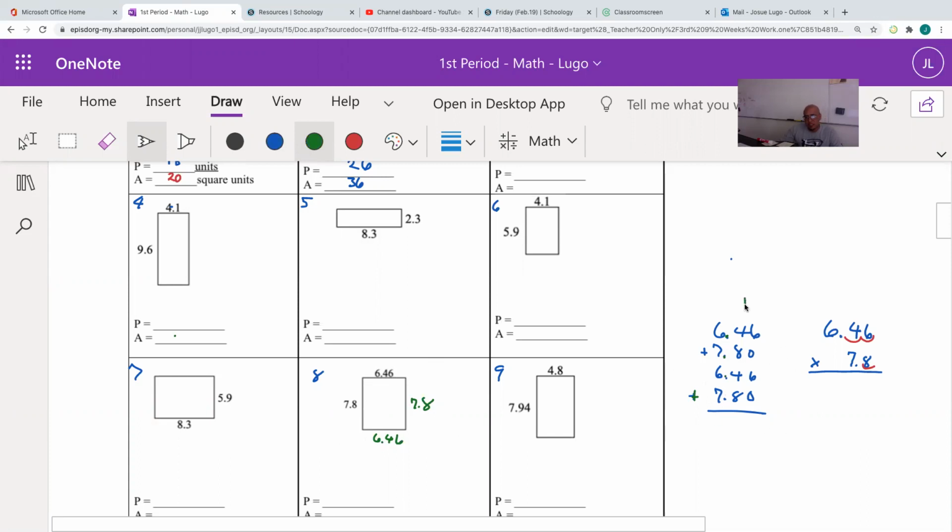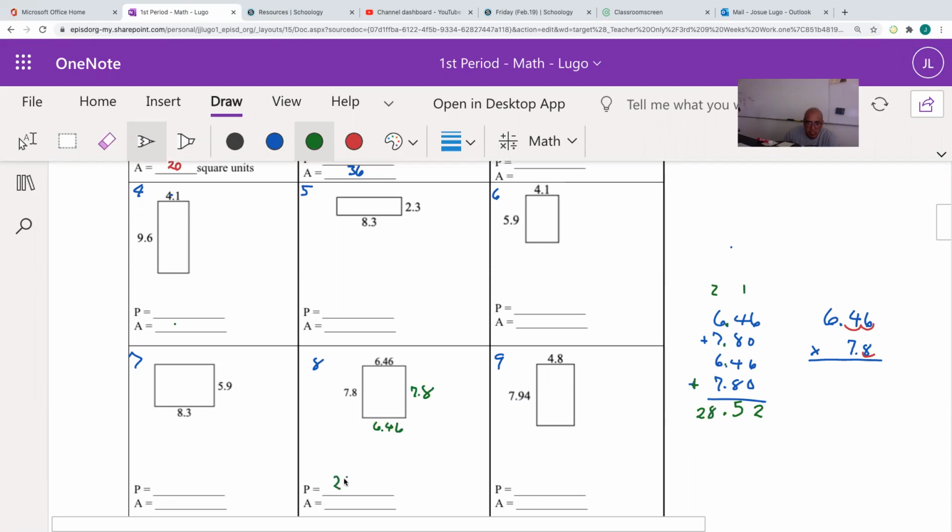So 6 plus 6 is 12. 8 plus 8 is 16. Plus 4 is 20. Plus 4 is 24. Plus 1 is 25. Let me just double check that. You can also do 12 plus 12 is 24. Plus 1 is 25. Very good. Because we're adding, we just bring down the decimal. With multiplication, it is very different. And then now we just add these together. So that's 13 plus 13, that's 26, plus 2 is 28. So my perimeter is 28 and 52 hundredths.